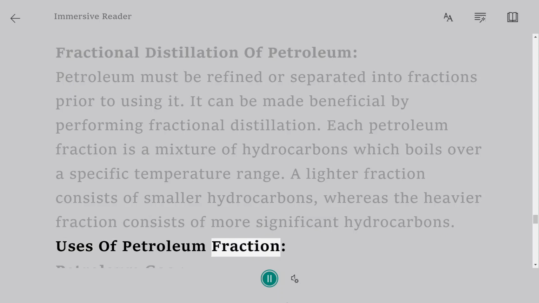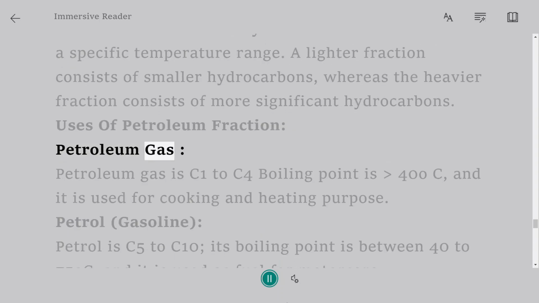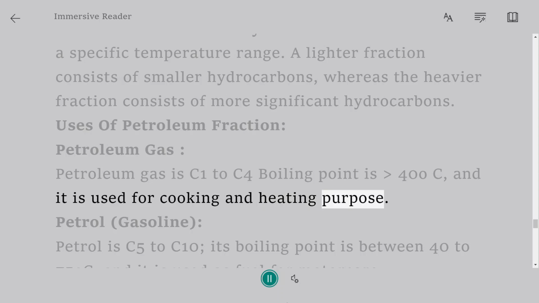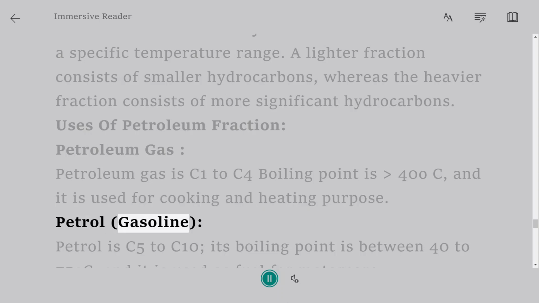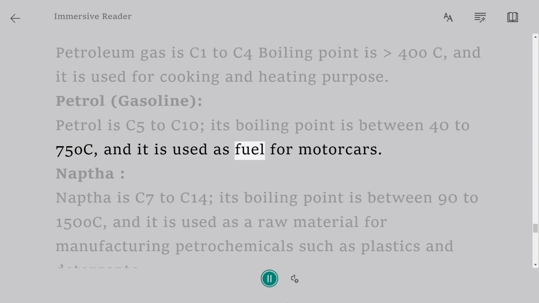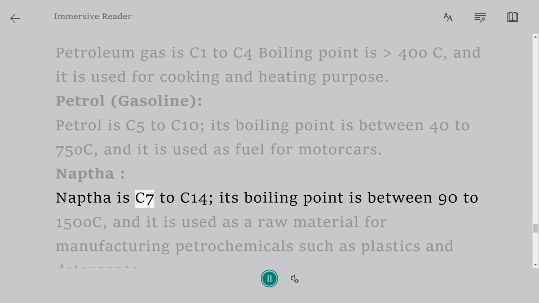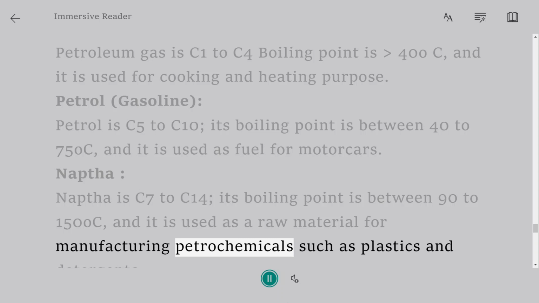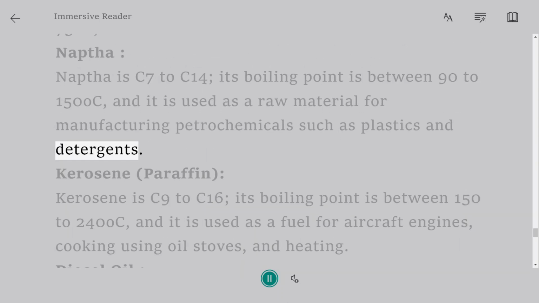Uses of petroleum fractions. Petroleum gas. Petroleum gas is C1 to C4, its boiling point is below 40°C, and it is used for cooking and heating purposes. Petrol, gasoline. Petrol is C5 to C10, its boiling point is between 40 and 75°C, and it is used as fuel for motorcars. Naphtha. Naphtha is C7 to C14, its boiling point is between 90 and 150°C, and it is used as a raw material for manufacturing petrochemicals such as plastics and detergents.